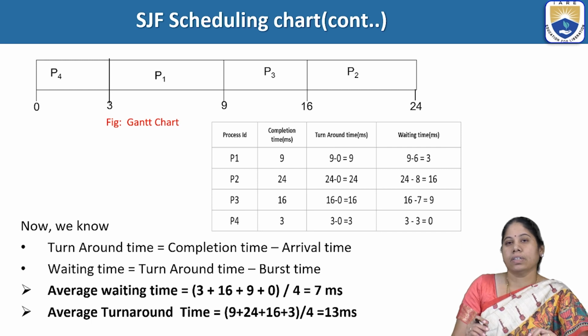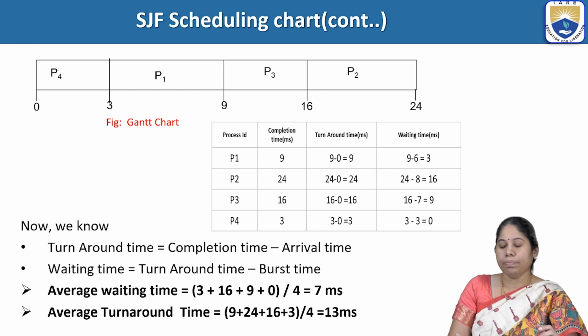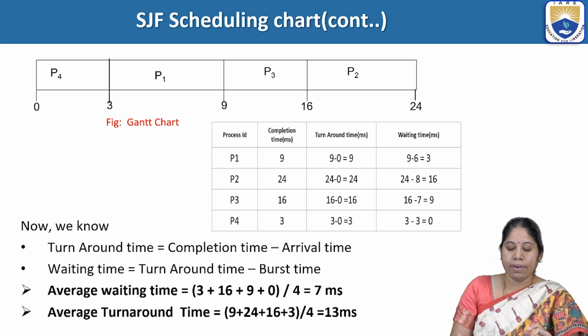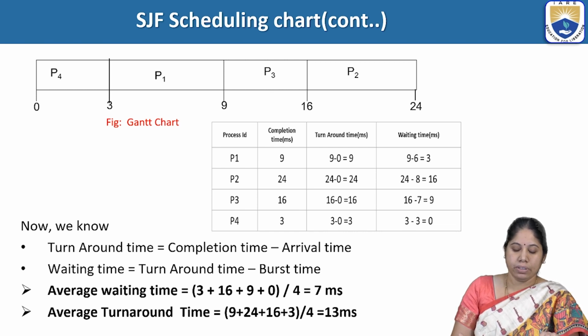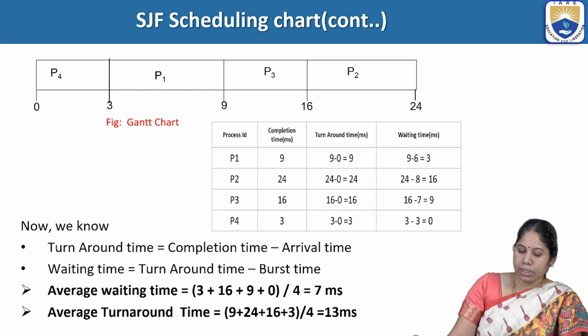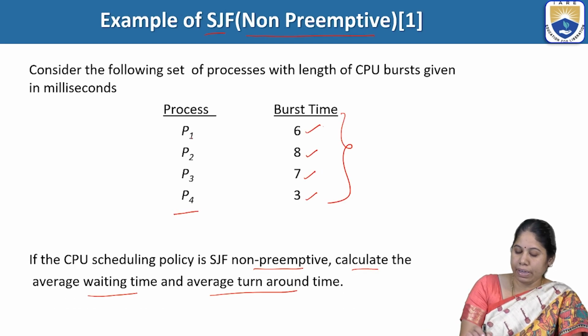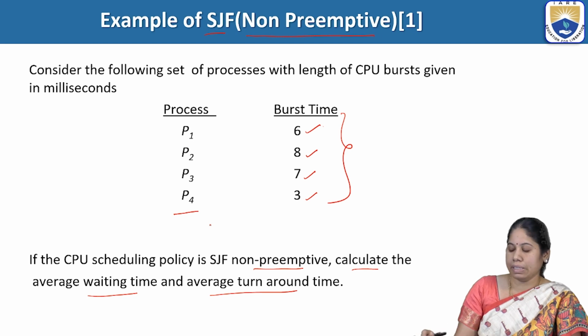So once we first enter into the problem, we will have to draw the Gantt chart, because the Gantt chart will be helpful. Pictorially we will represent which process is executed at a particular moment, right? So here with this example, P1 is 6, P2 is 8, P3 is 7, P4 is 3 milliseconds.